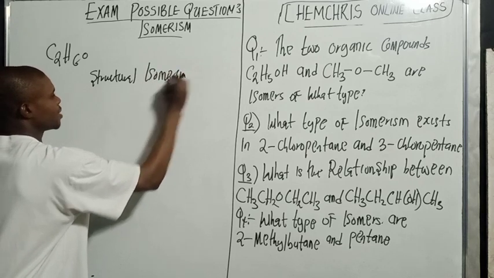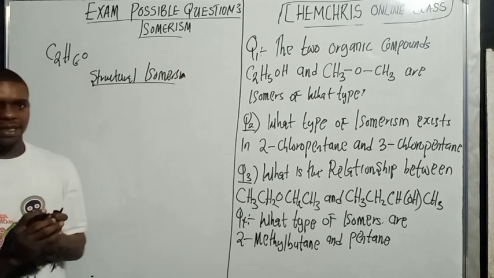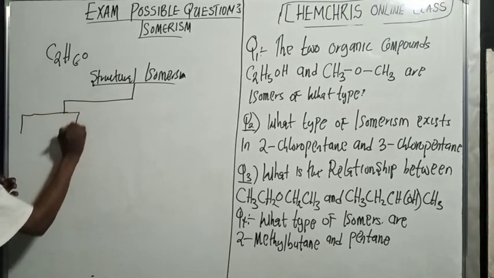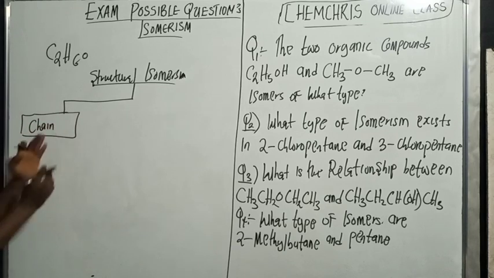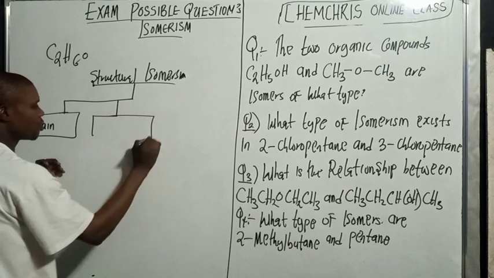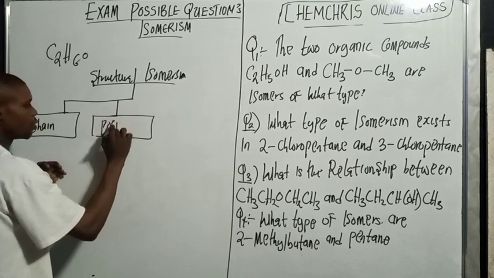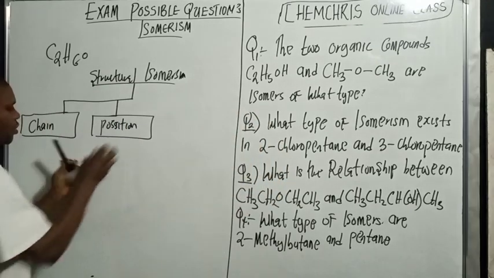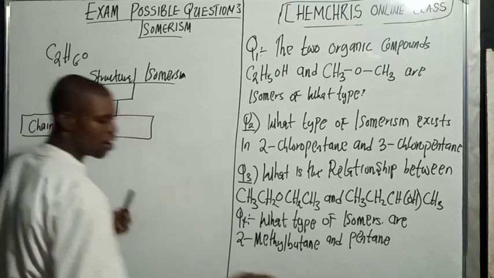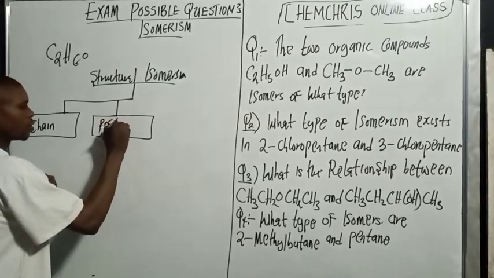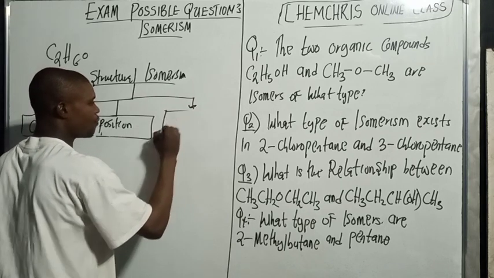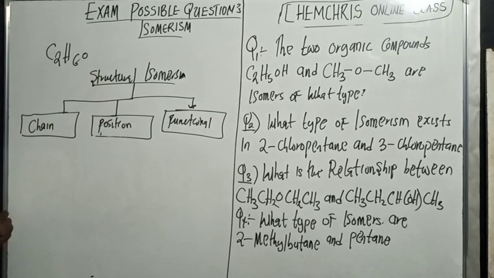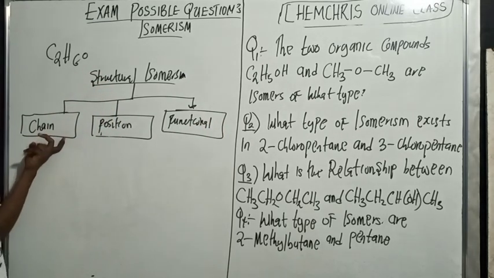structural isomerism is divided into three main parts. Here we have chain isomerism, here we have position, and here we have functional. Do you understand? Now we're talking about chain isomerism.